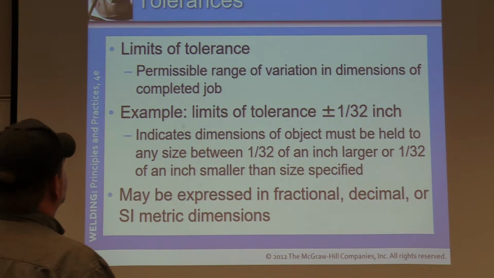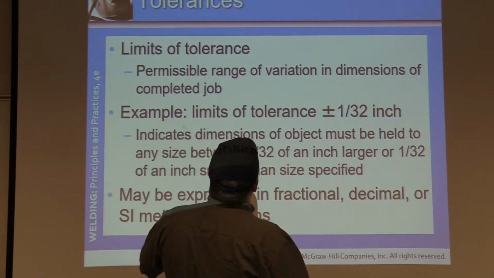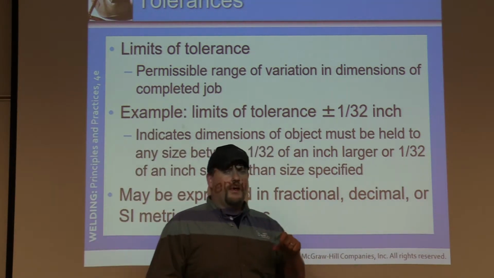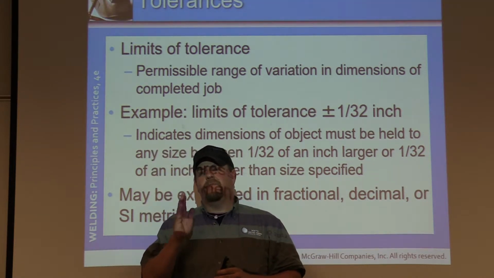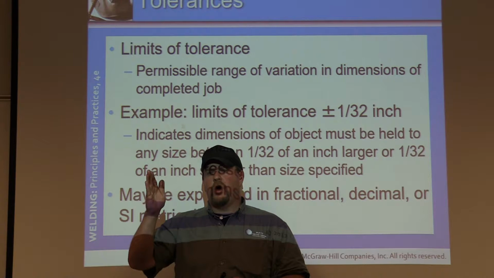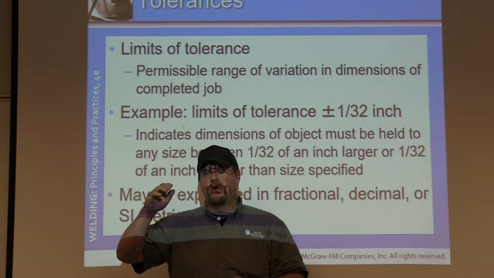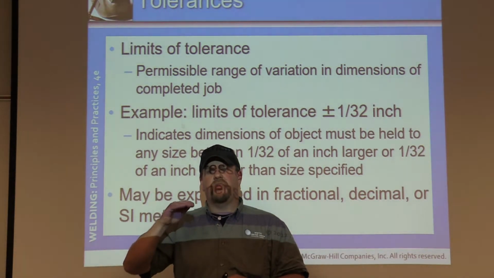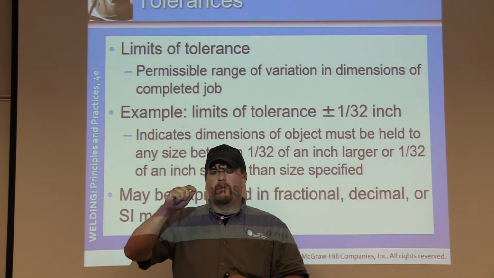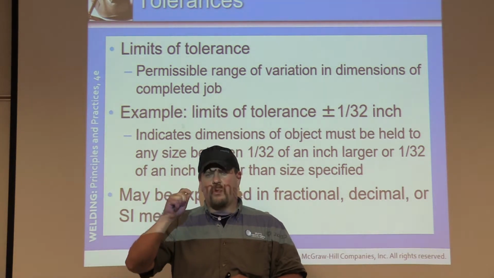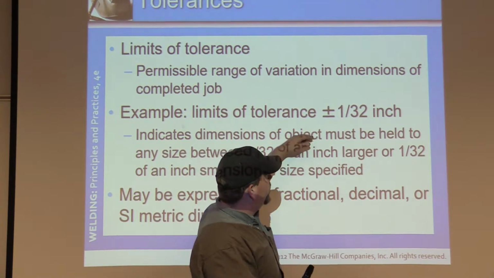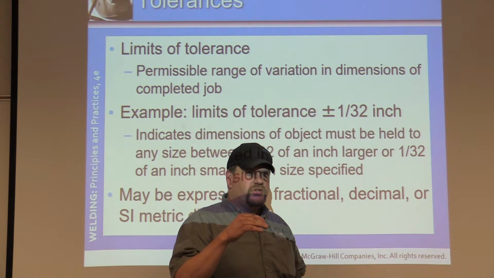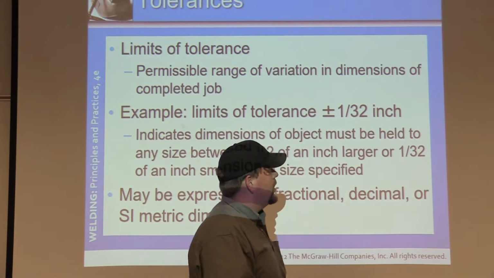So real quick, let's say that it's defined as a 1-inch weld plus or minus 1/32. If it's 1 inch, you're allowed 1 1/32 of an inch, or you're allowed 31/32 of an inch. That is, 1/32 of an inch above 1 inch, or 1/32 below. That's your tolerance range because it's giving you a plus or a minus. So it's either higher or lower. Okay?